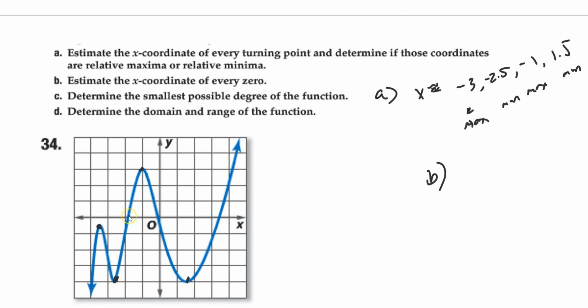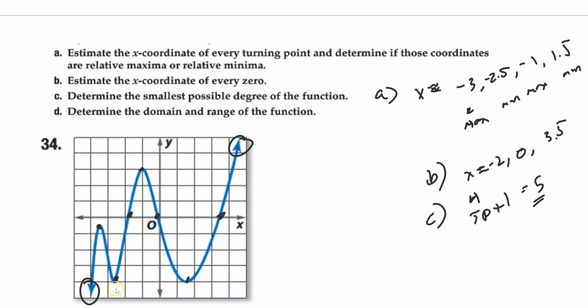The zeros, I only see 3. So about -2, about 0, and about 3.5, maybe. It's an estimation. C, the smallest possible degree, remember, that's just turning points plus 1. I have 1, 2, 3, 4 turning points. So 4 plus 1 is 5. Smallest possible degree is 5. Again, it makes sense. It should look like an odd function.